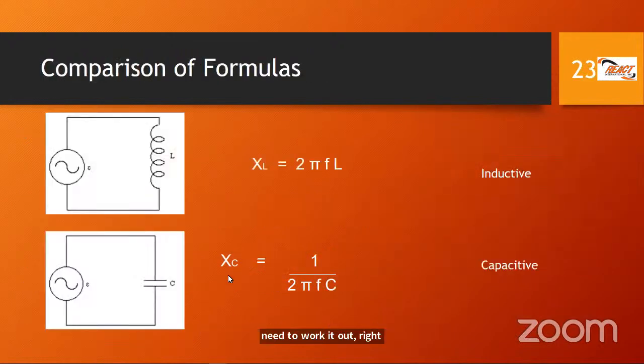Okay, there's the comparison for you. On top, purely inductive circuit. On the bottom, purely capacitive circuit. An inductor alone, a capacitor alone in the circuit. This is the formula to work out the inductive reactance, which is equal to 2 pi FL, and capacitive reactance, XC, is equal to 1 divided by 2 pi FC, 2 multiplied by pi multiplied by F multiplied by C. So inductive and capacitive. As frequency increases, reactance will increase. In this case, as frequency increases, because it's on the denominator, reactance will decrease. All right, so hopefully that's helpful.